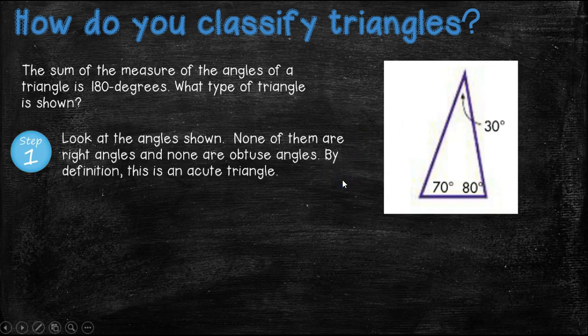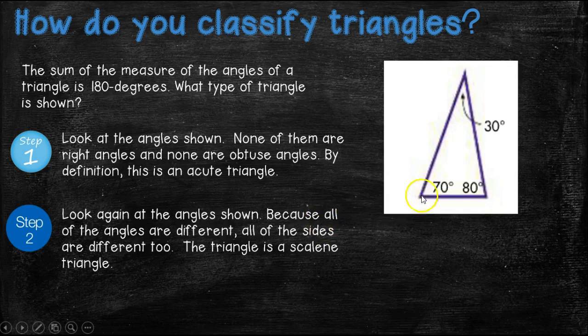So step one, you need to look at those angles shown, and none of them are right angles, because we would know there would be the little square here, or it would say 90 degrees. And none of them are obtuse angles, larger than 90 degrees. So by definition, we know this is an acute triangle.